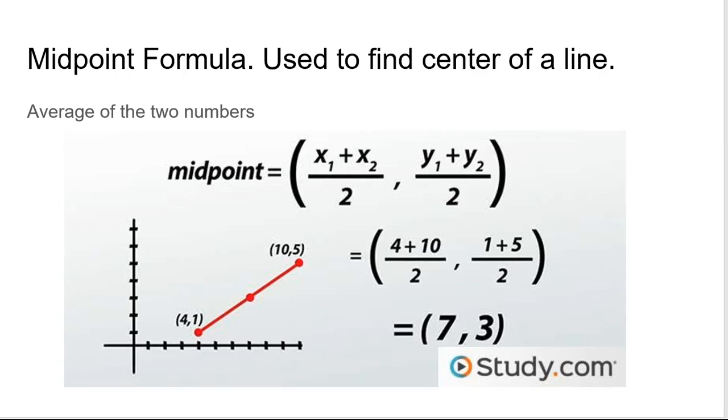Really, the biggest thing I want you guys to focus on is the word average. You should know that the average is just adding two numbers and dividing by 2. Midpoint is used to find the center. So here are our 2 points, and that's the midpoint, right in the middle. If we know the endpoints of a diameter, we can find the center. It's just halfway in between.